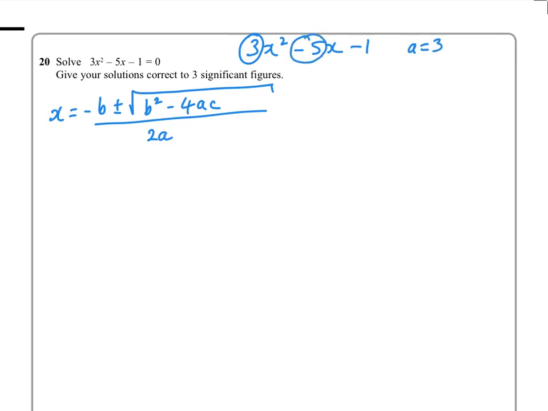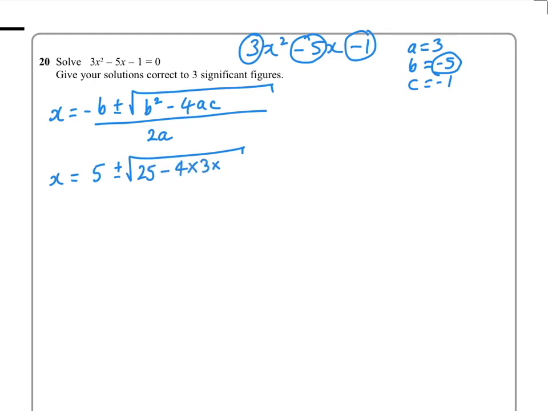b would be, very carefully, negative 5, not 5, and c would be negative 1, and we can just plug those into the formula. So we get minus 5, which is 5, plus or minus the square root of b squared. Well, anything squared is positive, so negative 5 times negative 5 is going to be plus 25, minus 4 times a times c, which is negative 1, all over 2a, which is 6.